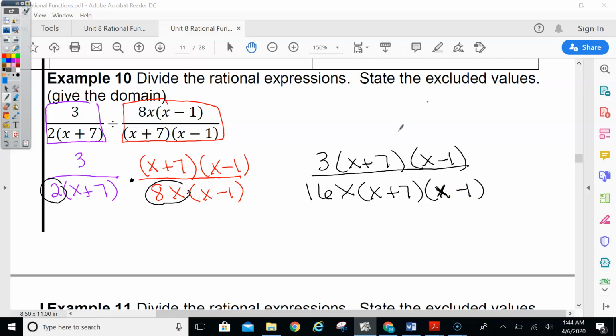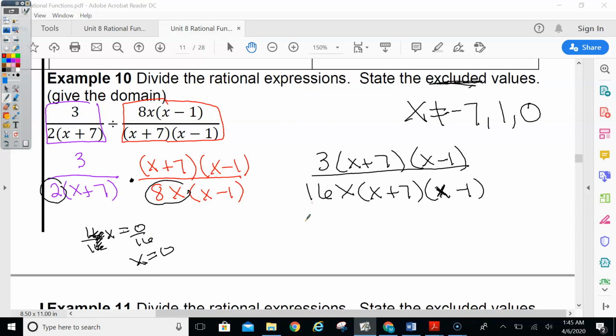So again, before I start canceling stuff out, the excluded values. So these two are easy. This one would be a -7. This one would be a +1. But for this x that's by itself, it's not a factor. If we set that equal to 0, divide by 16, 0 divided by 16 is just 0. So this one is 0. That's all reducing is, setting it equal to 0 and then solving.